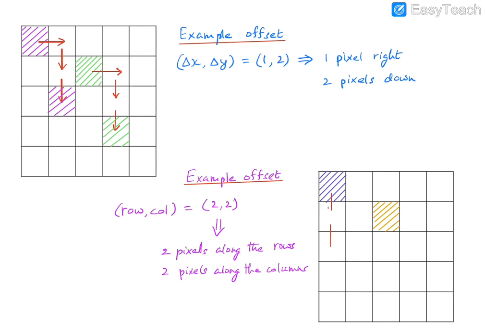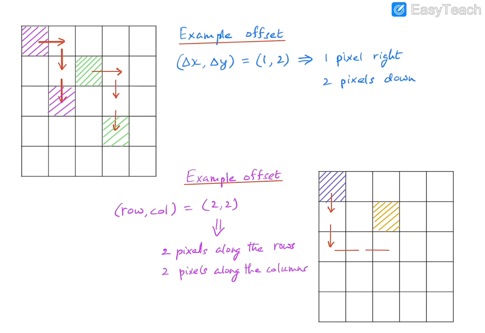So let me mark the arrows. So that's 2 rows down. And then the second parameter is also 2. That means that's the column offset. So from here we have to move 2 columns. From here, that's one column offset, and that's the second column offset.